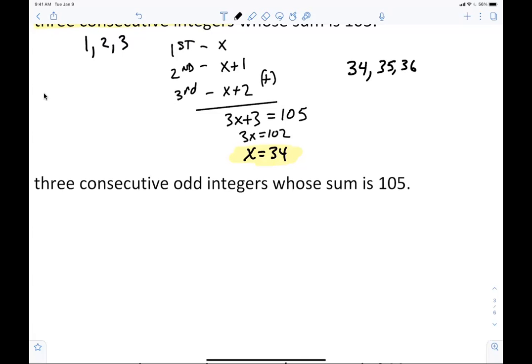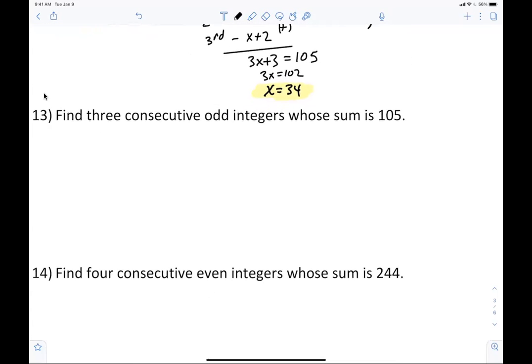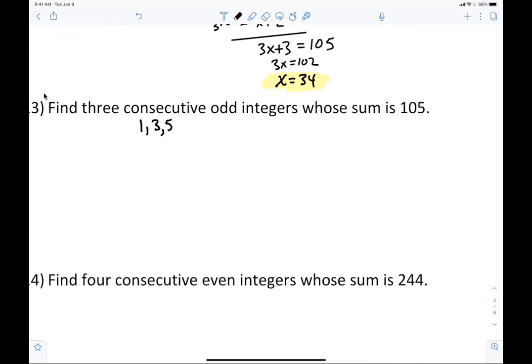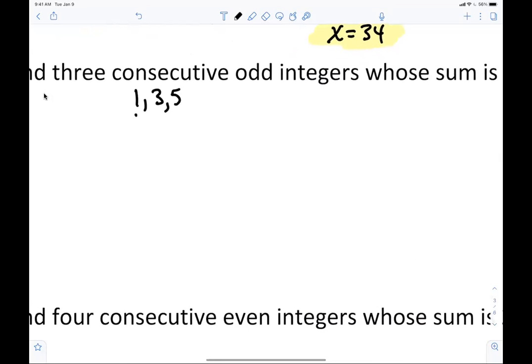All right, now we're going to talk about consecutive odds. If we want 3 consecutive odds, an example would be 1, 3, and 5. Now, how do you get from one odd number to the next odd number? You add 2. Most people's mistake is that they think odd, so you're adding 1 or adding 3. No, from one odd to the next odd, you're adding 2.